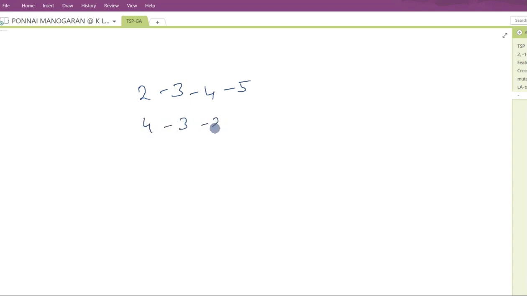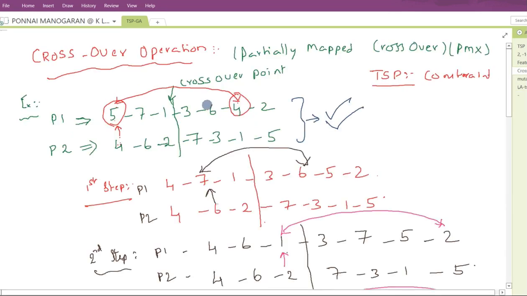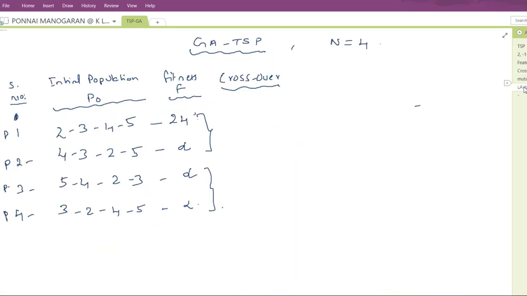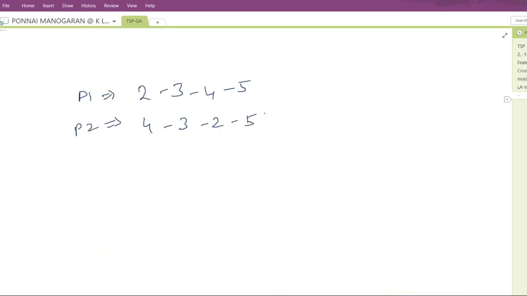4, 3, 2, 5. This is P1, P2. So let us perform the crossover. By using the above techniques, what we have discussed here, we will apply a crossover so that you will understand. Let us say, for example, you have to select one crossover point. Let us say I perform the crossover point randomly at this position.